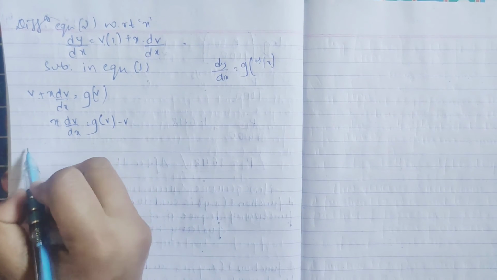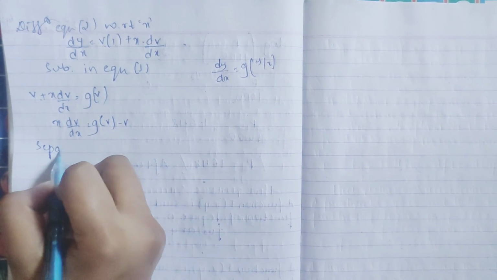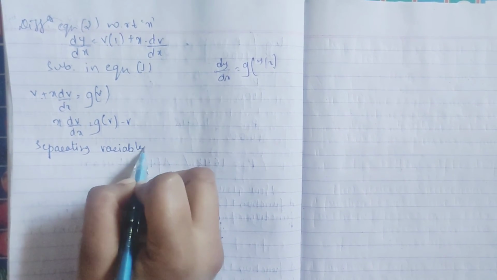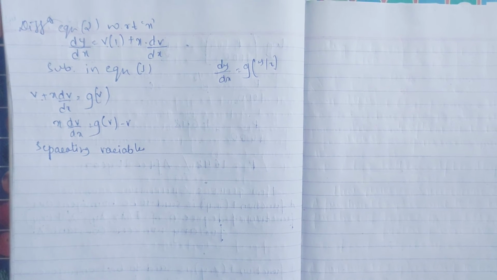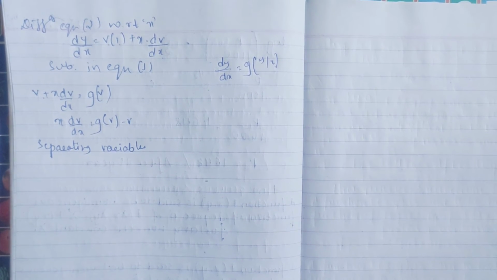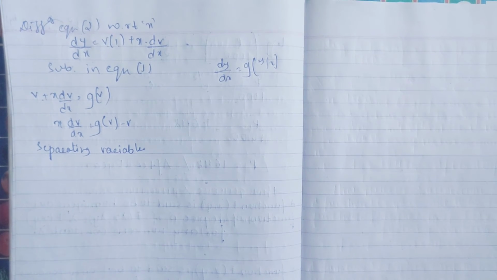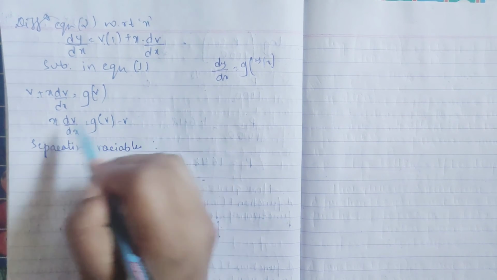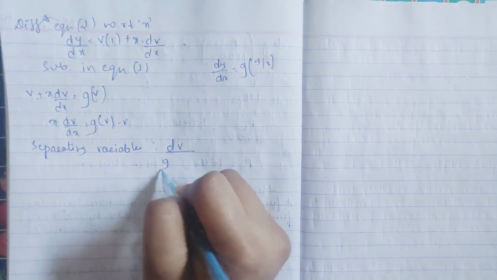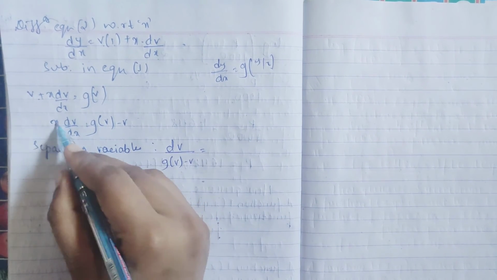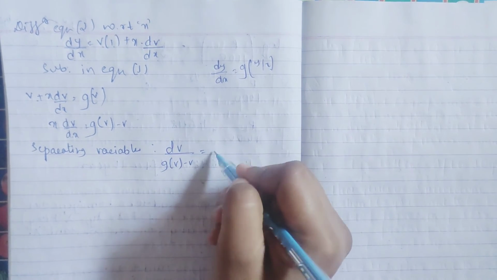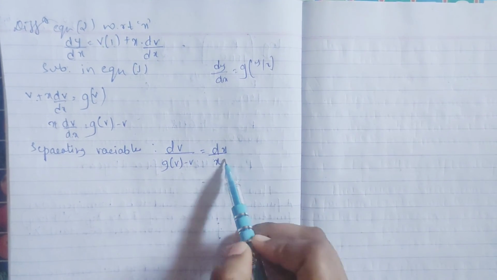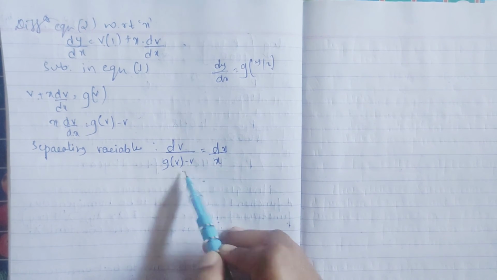I hope this is clear. Going back to the same procedure of separating variables, as we did in the previous differential equations, first order, first degree, with separating variables, you go the same way. Separate your variables: v with v, x with x. So that becomes dv by g of v minus v is equal to, this will be what? Dx by x, right? Because dx goes there and x comes to the denominator.